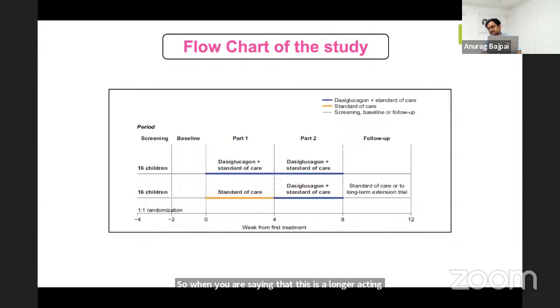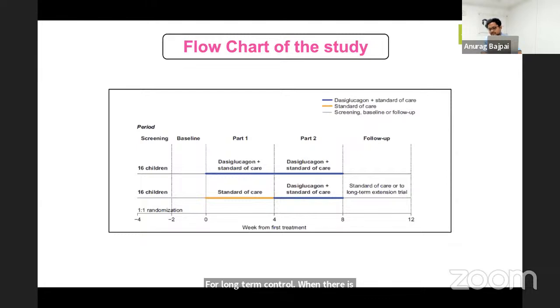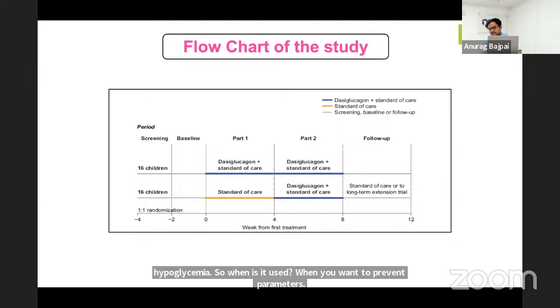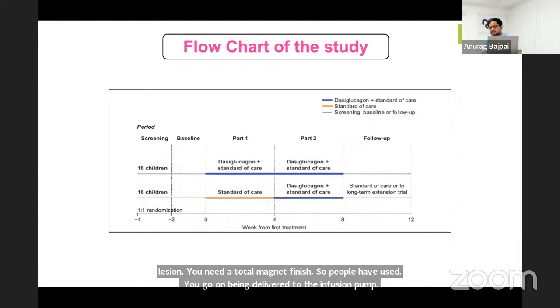There have been people who have used glucagon through pumps for long-term control when there is diazoxide refractory hypoglycemia. When is it used? When you want to prevent pancreatectomy. Somebody who is diazoxide responsive, you're not worried about that. But somebody who is diazoxide resistant and doesn't have a focal lesion would need a total pancreatectomy. So people have used glucagon delivered through an infusion pump, and that gives you stable control.